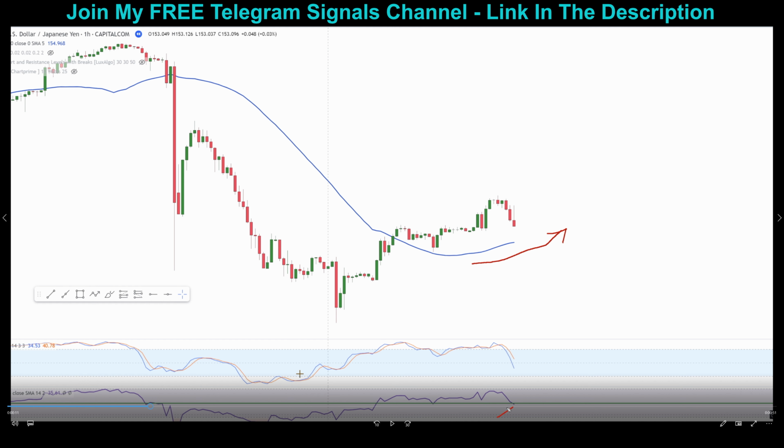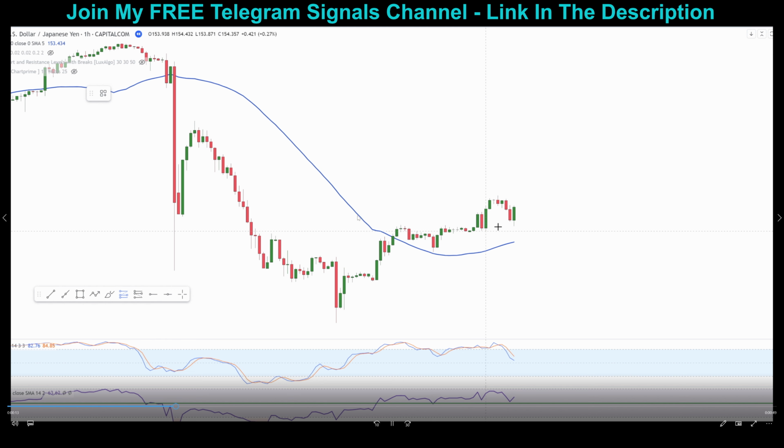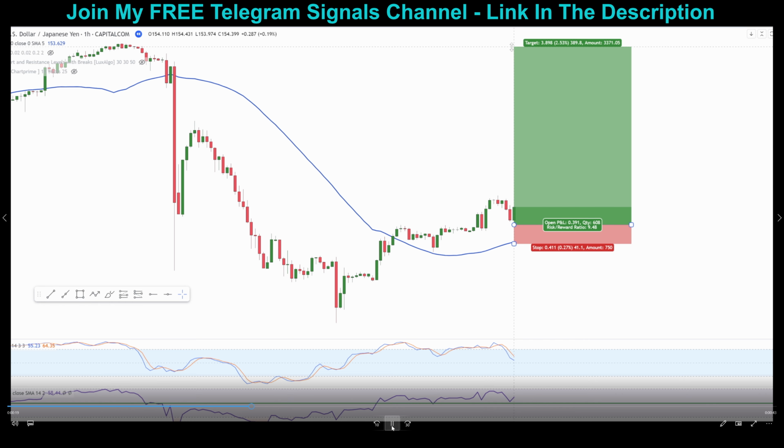The 50 RSI was literally touched right here. And the stochastic is in a position of doing the crossover against the orange line. So we have all the criteria actually met, so we can enter a position at the lowest possible position. These can be market execution trades.